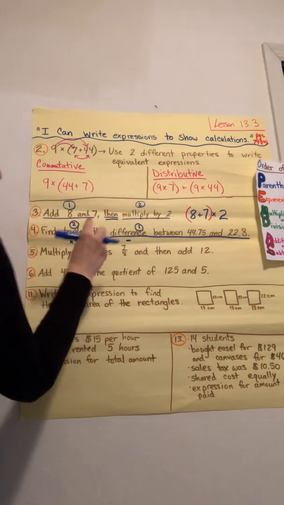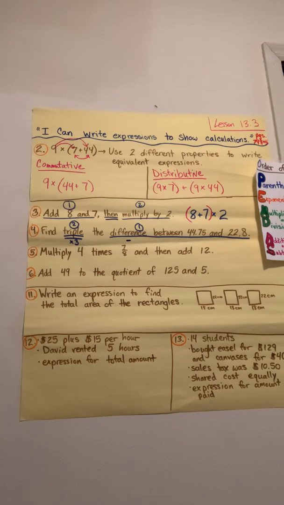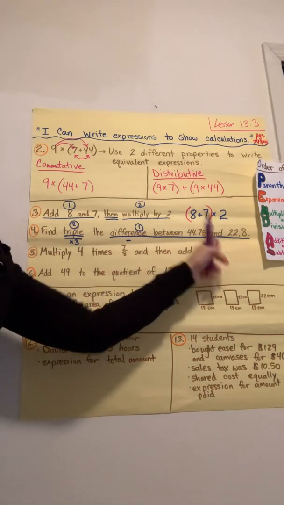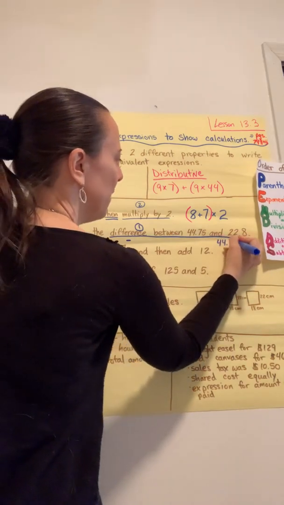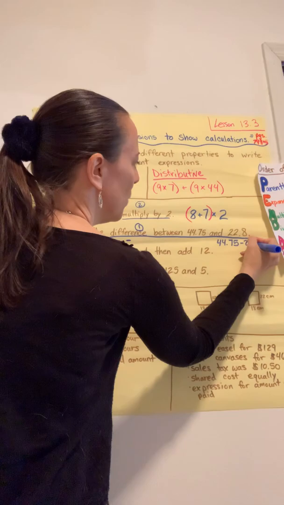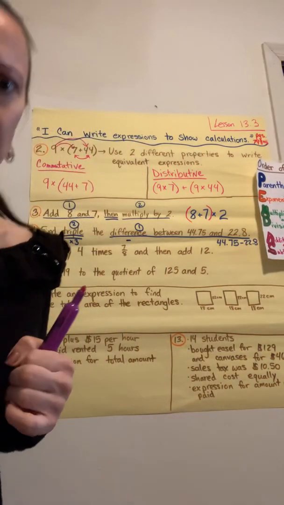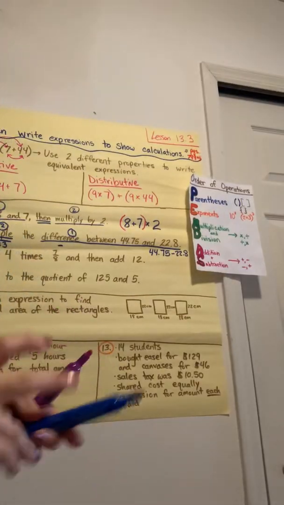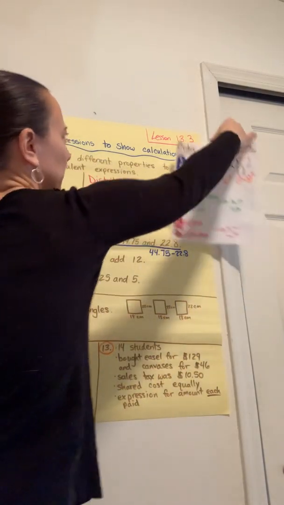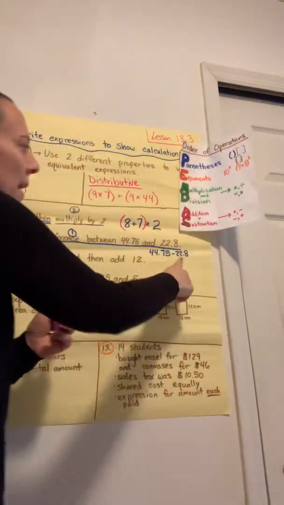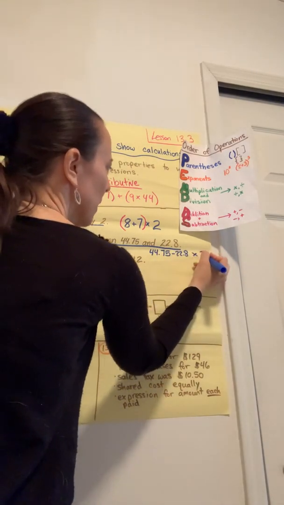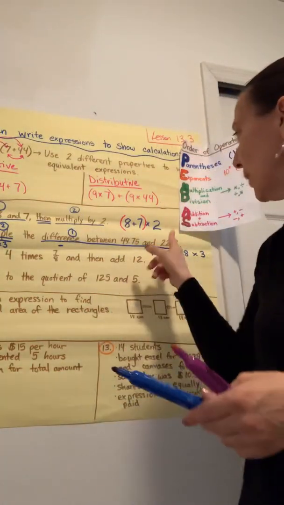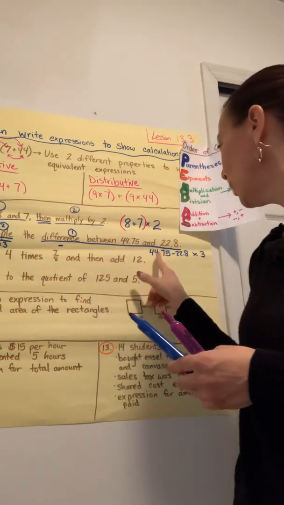Tripling it has to be my second step. So if I'm going to write this expression, first I'm going to have to find the difference, which means 44.75 minus 22.8. And then I'm going to have to move my sign a little bit up here so we can see. Then I'm going to have to triple it. Okay. Times 3.